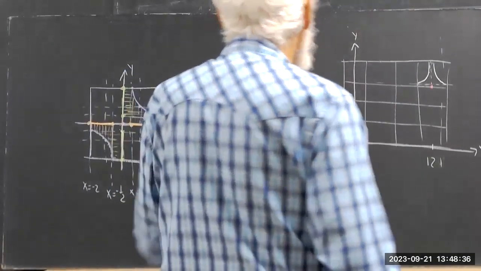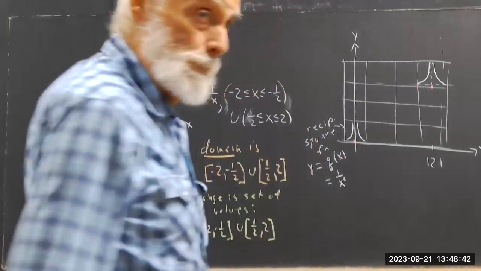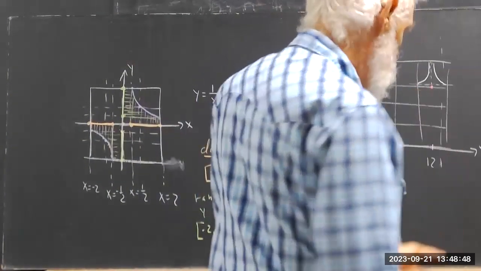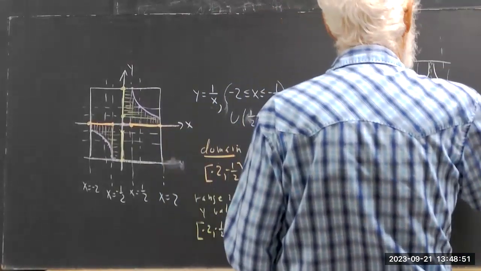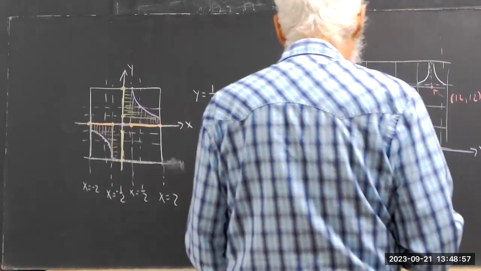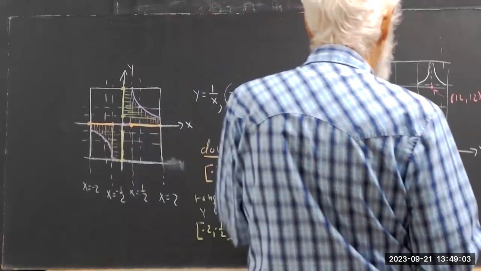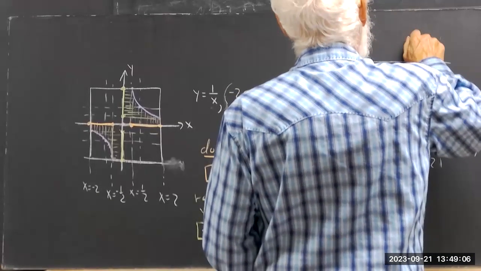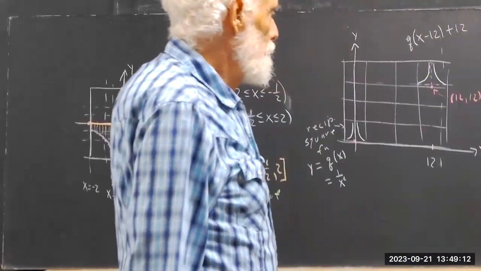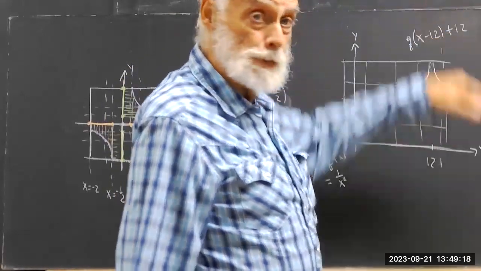Now, okay, q of x. What's the formula for q of x? It's 1 over x squared. Now, if you understand the rule, this point is 12, 12. It's unfortunate we have the same number here, but you know how to do this. This is q of x minus 12 plus 12.